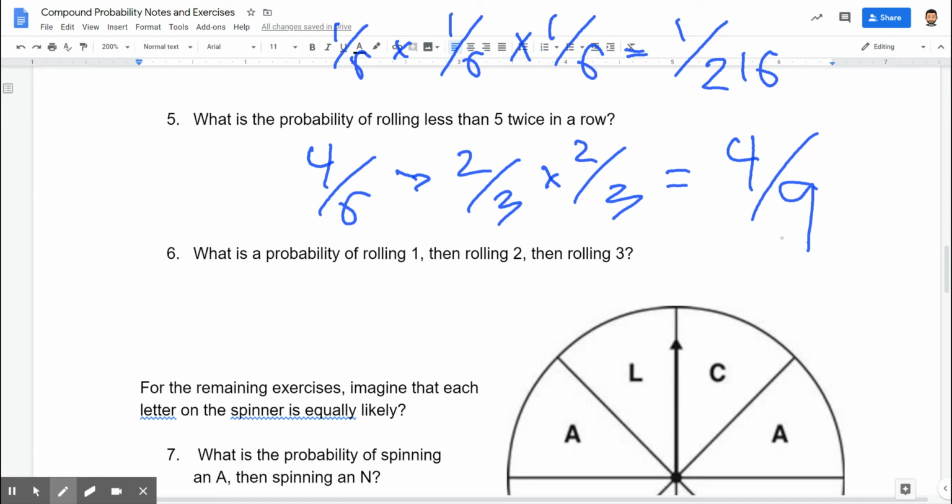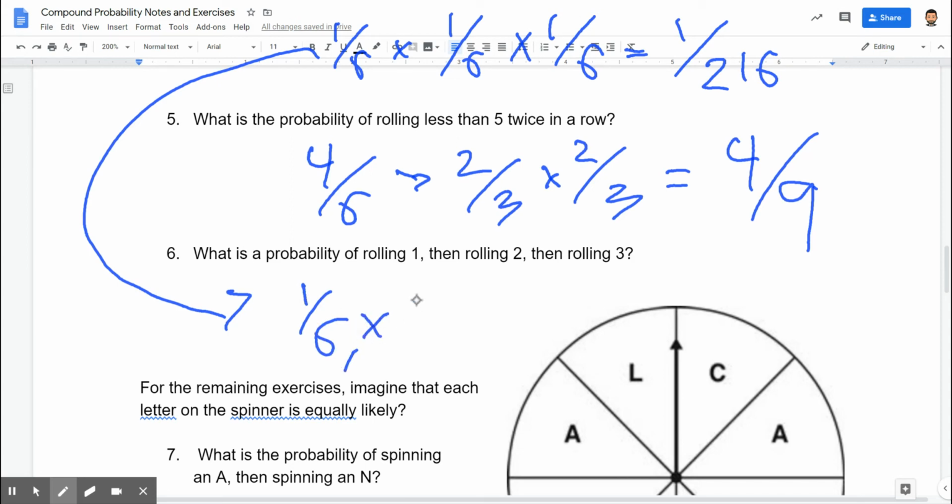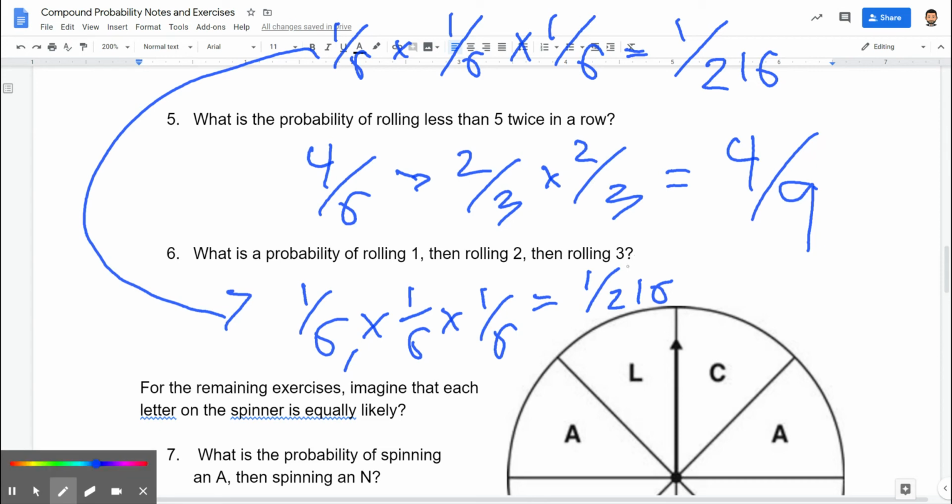Okay, probability of rolling a 1, then a 2, then a 3. Now, that's actually going to be precisely the same as this. Probability of rolling a 1 is 1 out of 6. Let me just go ahead and multiply them. Rolling a 2 is 1 out of 6, and rolling a 3 is also 1 out of 6. They're all 1 out of 6. Therefore, the overall is 1 out of 216. All right, let's keep going.